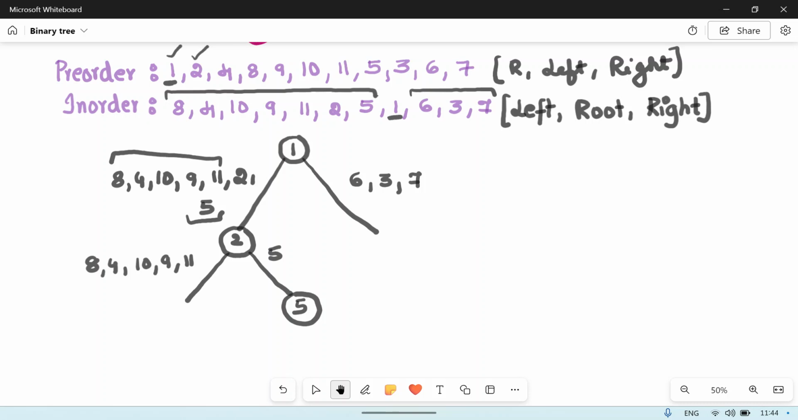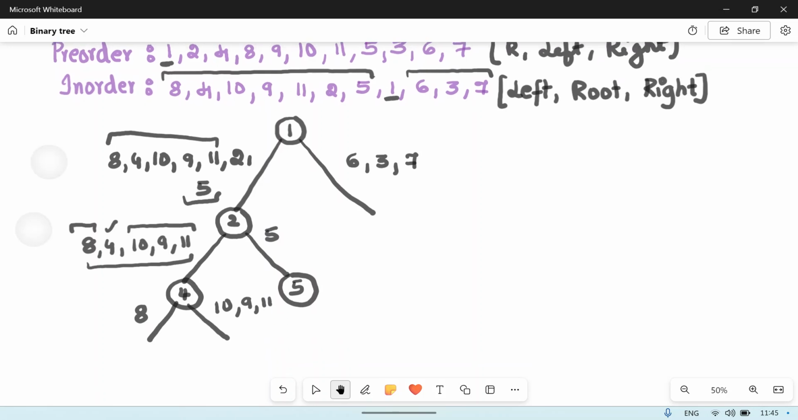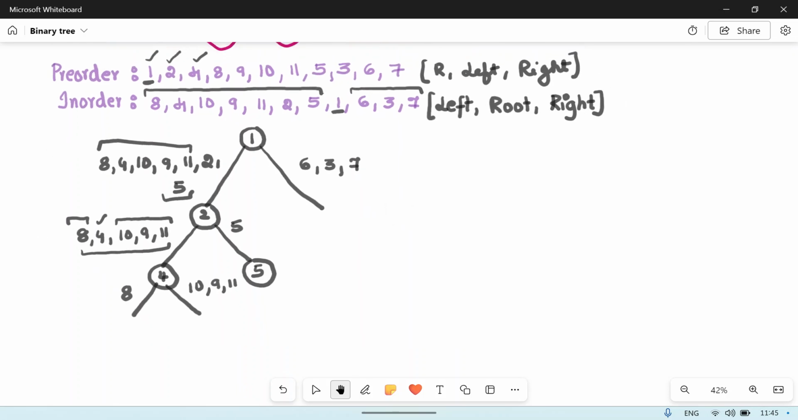Now, I have to construct the tree for these nodes. Again, identify the next possible root. Not 2, sorry, 4. So 4 is the root. Everything towards the right becomes the right child and to the left becomes the left child. To the left you have 8, and to the right you have 10, 9, and 11. Because there is only one node on the left, 8 will directly become the left child.